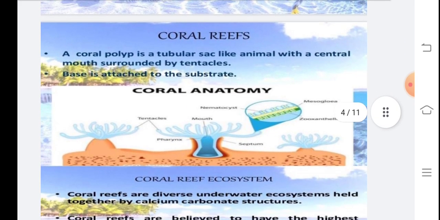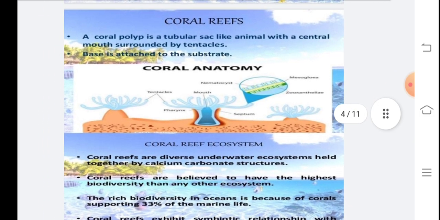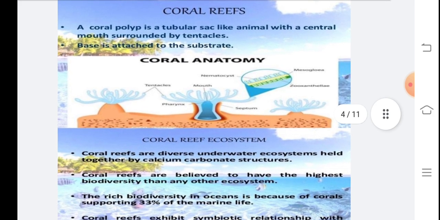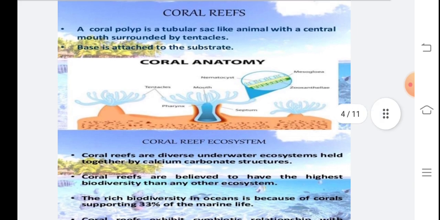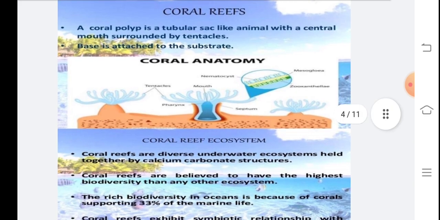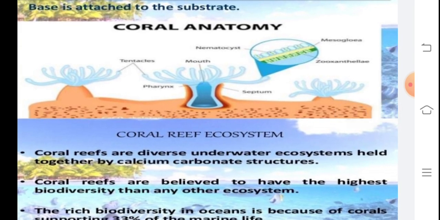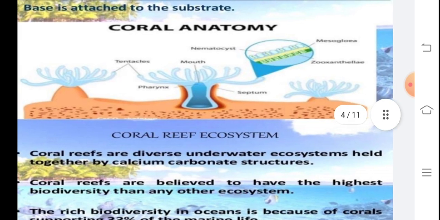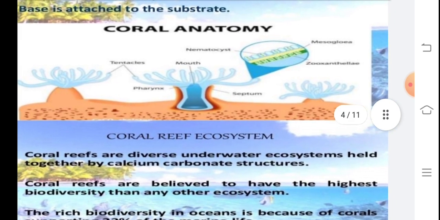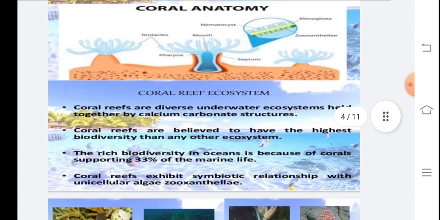Then what is coral reef? I think you have heard the word coral anywhere. But here, actually it is a polyp, a tubular sac-like animal with a central mouth surrounded by tentacles. The base is attached to the substrate. As we know like the hydra, but here these corals are attached to the base. Tentacles are there, pharynx is there, mouth is there. Then you see this photograph, and they could have different genera.